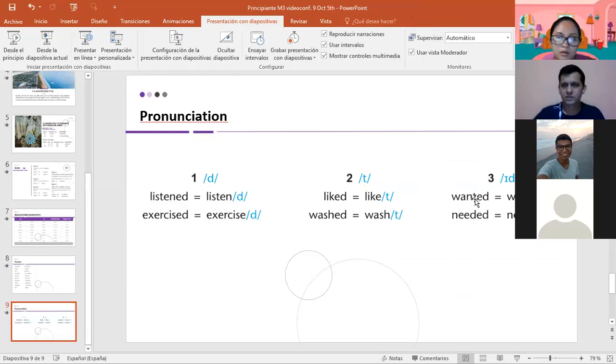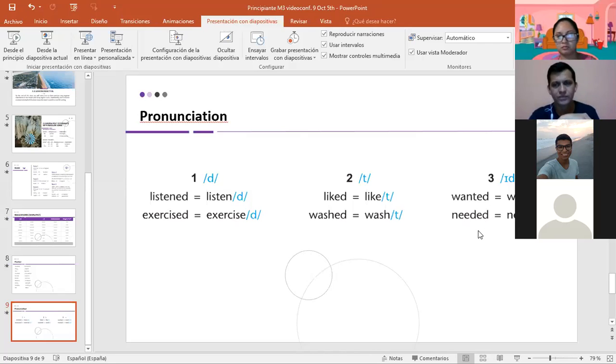Want. ¿En qué sonido termina want? En T, ¿verdad? Want. Rent. Rentar. Rent. Termina en T. Invite. Termina en sonido de T. Sonido de T, no de letra. Entonces, en este caso, vamos a decir wanted. Rented, invited, ¿ok? Si termina el sonido de T, entonces vamos a decir need, needed.